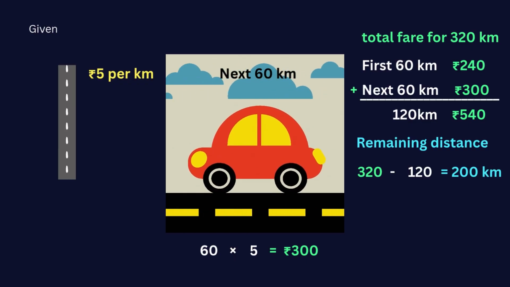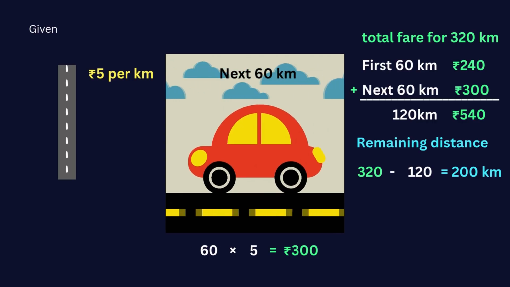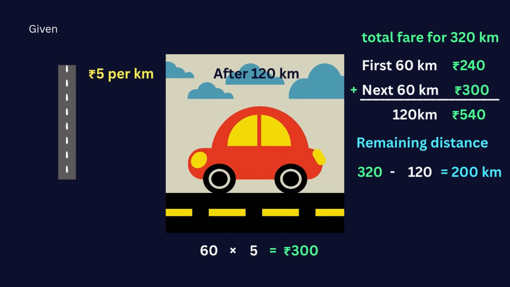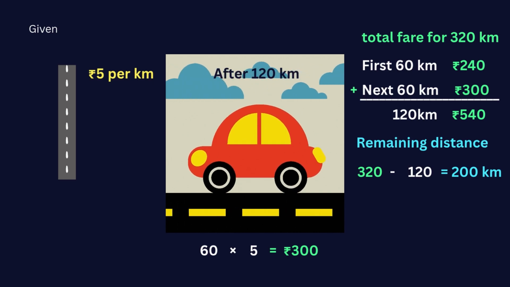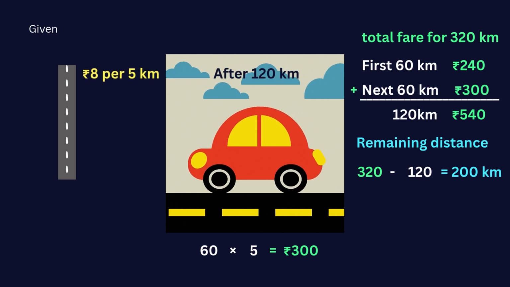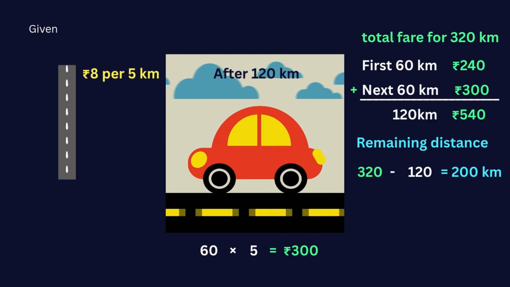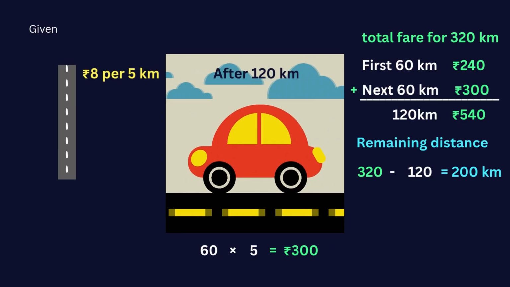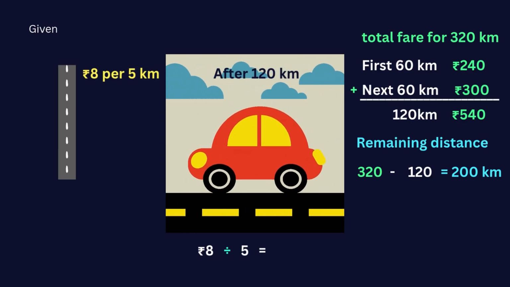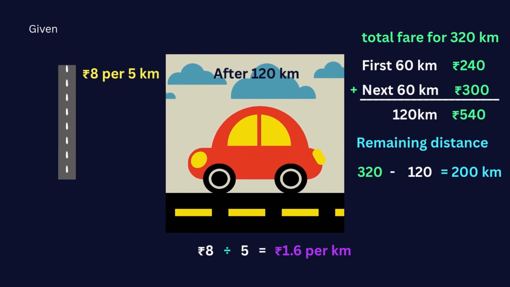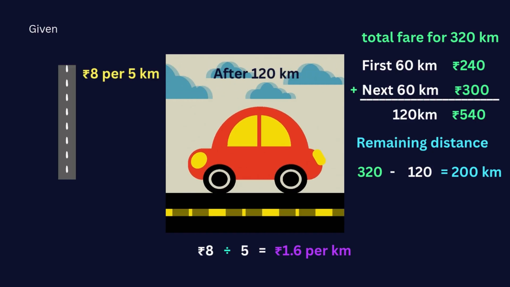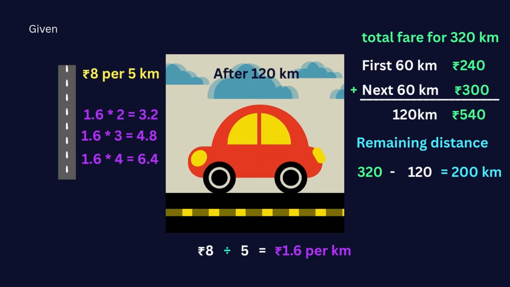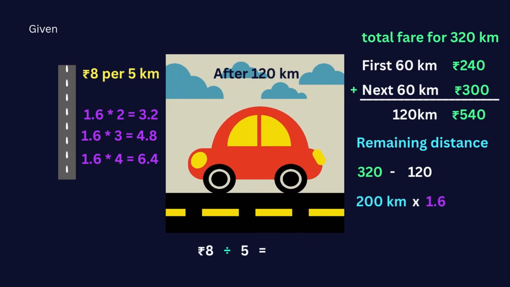Now, this part is interesting. After 120 kilometer, the rate changes again. Instead of being charged per kilometer, the rate becomes 8 rupees for every 5 kilometer. So how do we handle that? Well, if it's 8 rupees for 5 kilometers, that means that per kilometer, the rate is 8 divided by 5, which is 1.6 rupees per kilometer. So now we just need to multiply that 1.6 rupees with the remaining 200 kilometers. And that gives us 320 rupees.